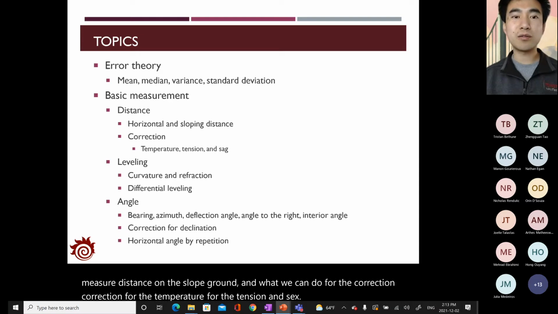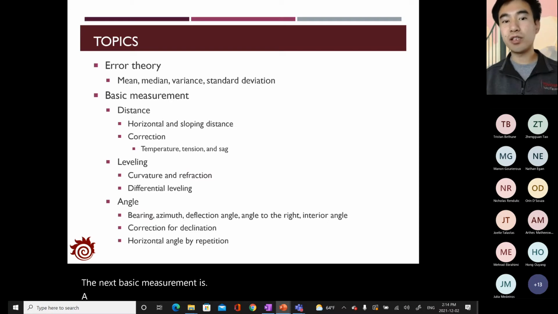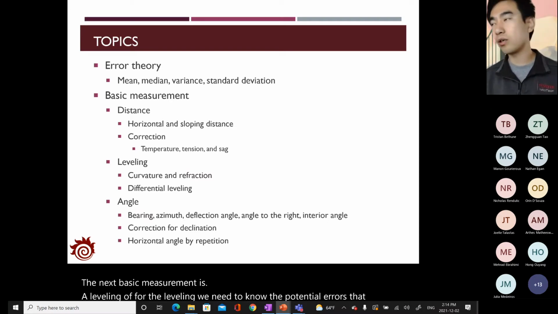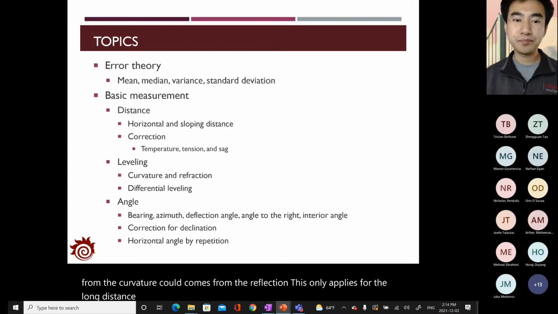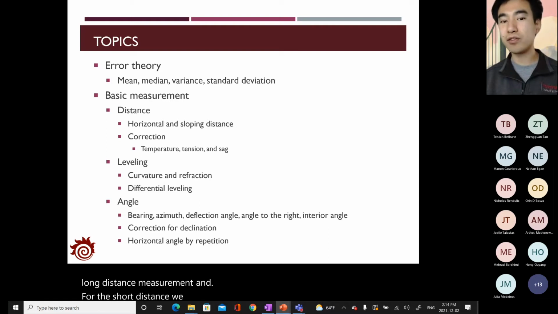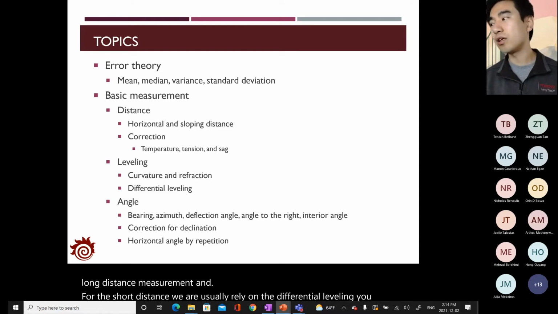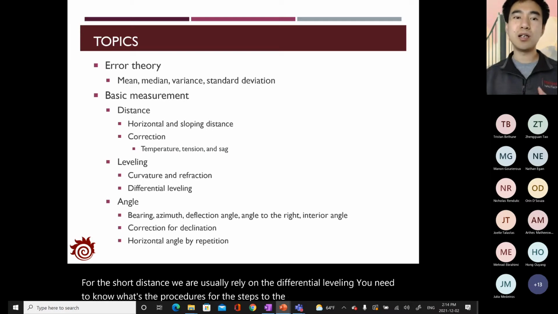The next basic measurement is leveling. For the leveling, we need to know the potential errors that come from the curvature and from the refraction. This only applies for the long distance measurement. And for the short distance, we will usually rely on the differential leveling. You need to know the procedures or the steps to do the differential leveling.